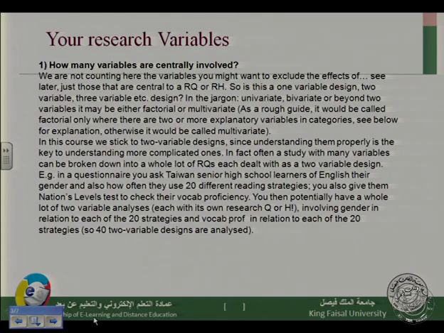So if you understand the example that I gave you, age affecting attitudes, it's the key to understanding more complicated ones. In fact, often a study with many variables can be broken down into a whole lot of research questions, each dealt with as a two variable design. With age and attitudes, we can break this down into many research questions dealing with age and attitudes.